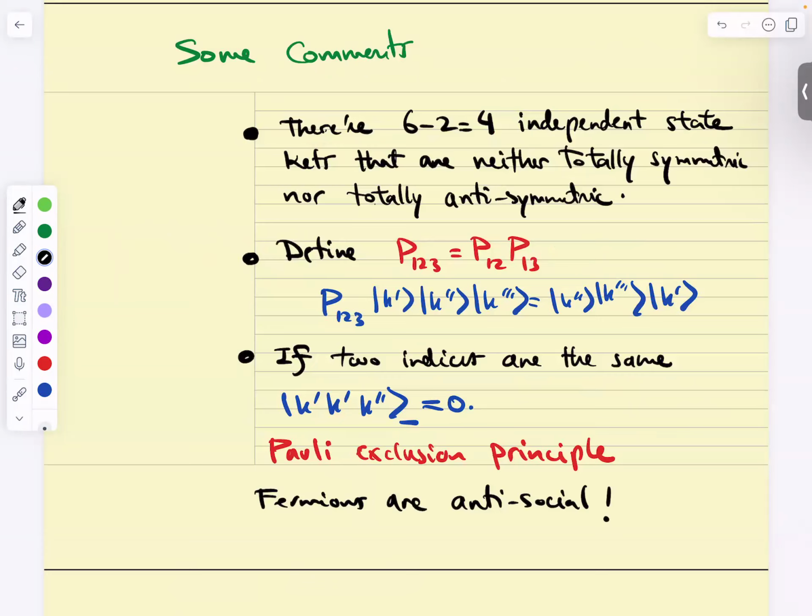All right. Now, pick the antisymmetric case, fermions. One thing that you notice is that if you have a bunch of fermions, 3 fermions, it's impossible for any pair of them to be in the same state. Because under swap, it has to become minus itself, which is equal to itself. Therefore, the ket has to be 0. 2 fermions cannot occupy the same state. Fermi exclusion principle. Fermions are antisocial.